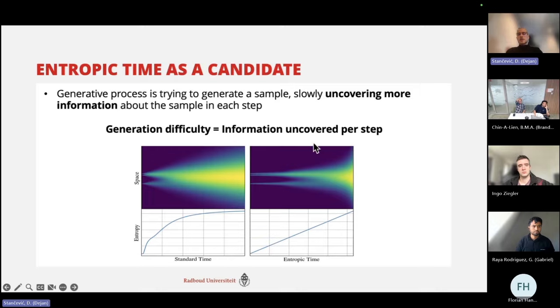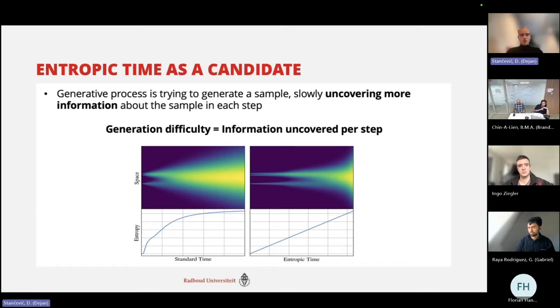So one idea of how to define generation difficulty is information uncovered per step, like how much information we can uncover at a certain time point. And a good quantity that captures this is actually conditional entropy. So conditional entropy of x0, our sample, given xt, our noised sample or image. And you can see here how entropy would look for the 3 data points shown earlier.